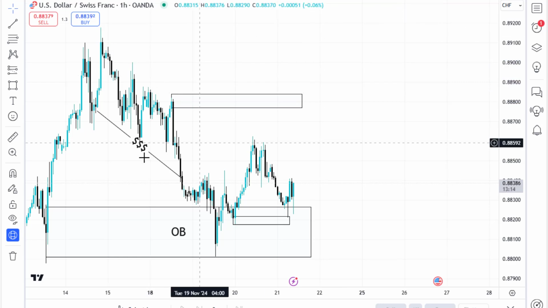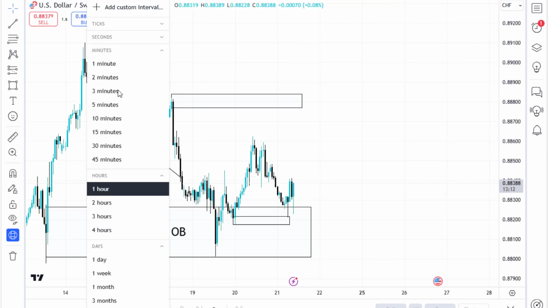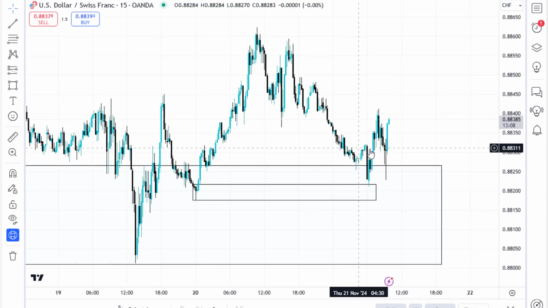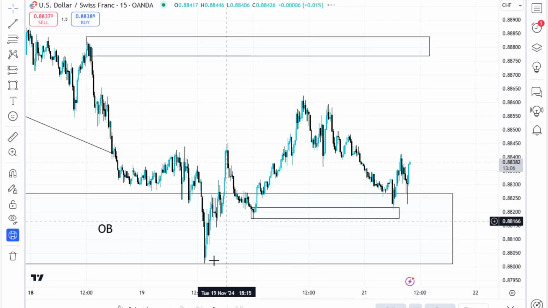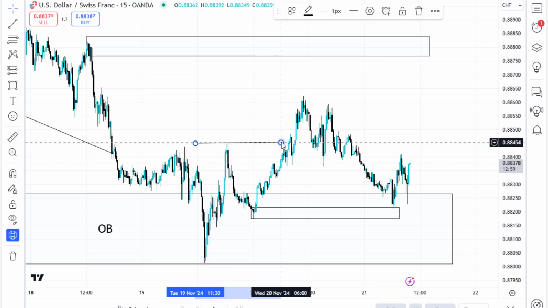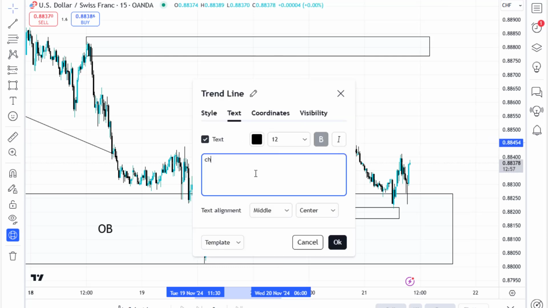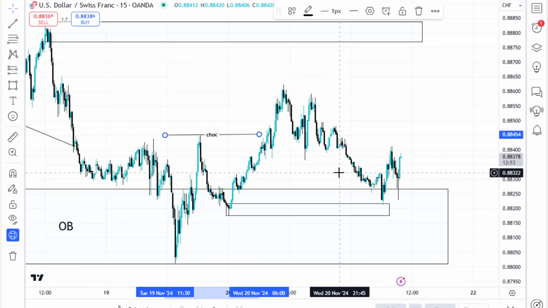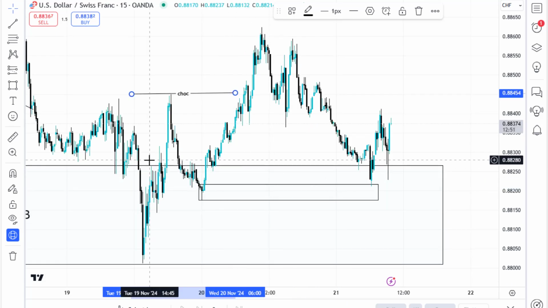At this point, what we saw is a change of character. We have seen a successful change of character. After price created this low, price changed character and broke above that high. When price breaks above this high, we consider it a change of character. With this change of character, wait for price to come back, and this is the main order block that we had here.